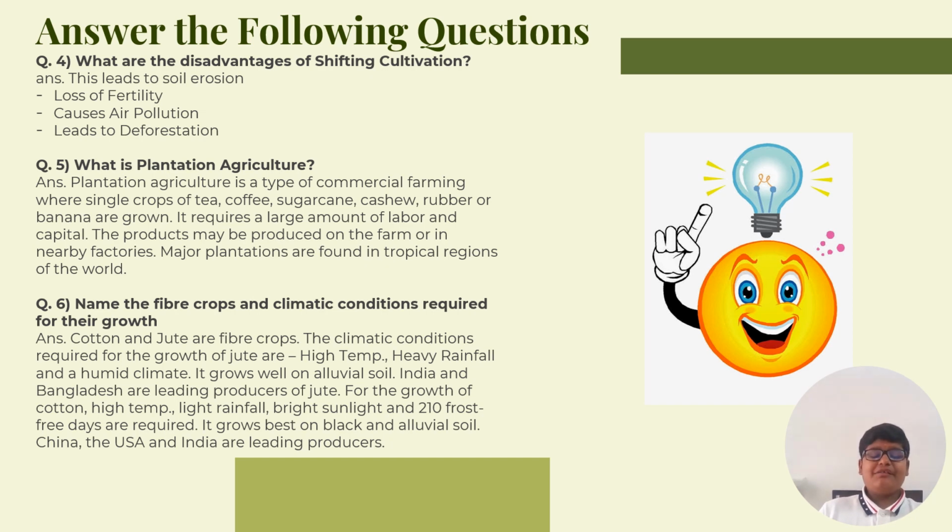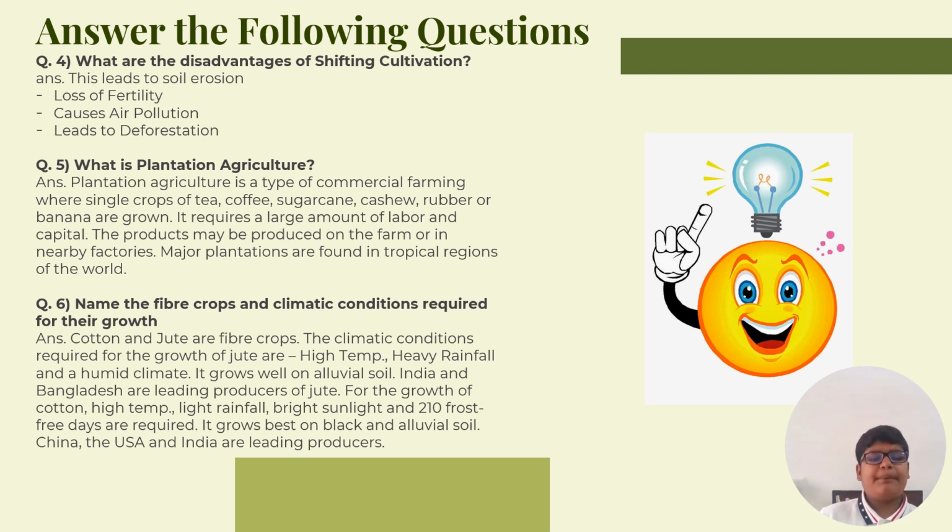What are the disadvantages of shifting cultivation? It leads to soil erosion, loss of fertility, causes air pollution, and leads to deforestation. What is plantation agriculture? Plantation agriculture is a type of commercial farming where single crops of tea, coffee, sugarcane, cashew, rubber, or banana are grown. It requires a large amount of labor and capital. The products may be produced on the farm or in nearby factories. Major plantations are found in tropical regions of the world.